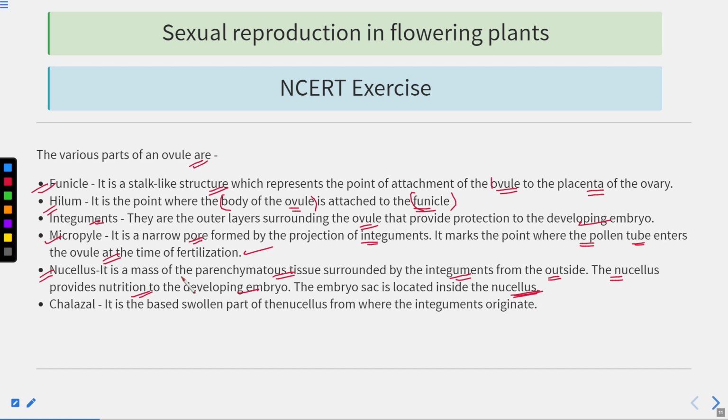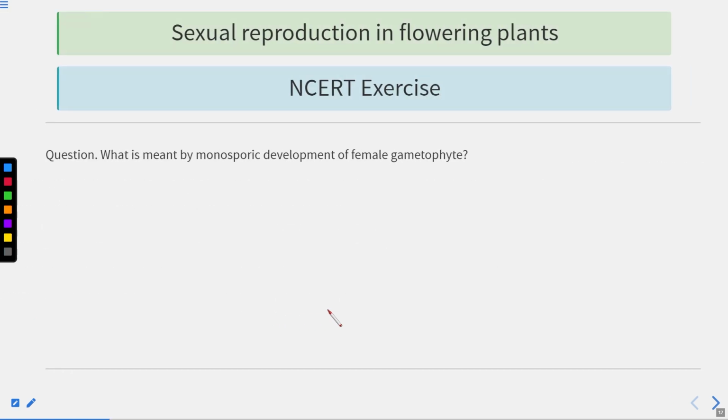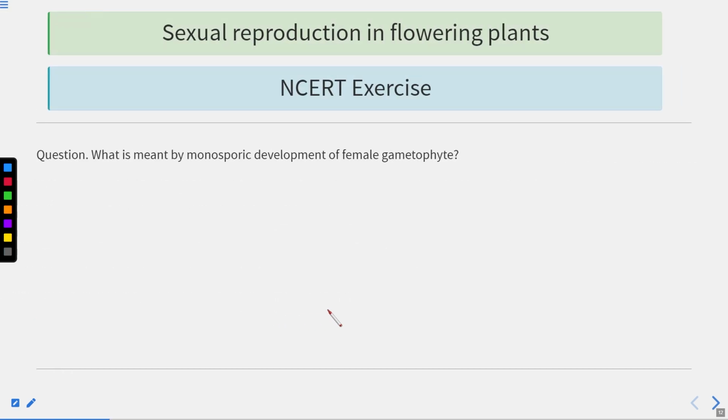Clear? Now the chalazal end. It is the basal swollen part of the nucellus from where the integuments originate. From the chalazal region, the integuments originate, and it is the basal swollen part of the nucellus. Clear? Now next question: what is meant by the monosporic development of the female gametophyte?